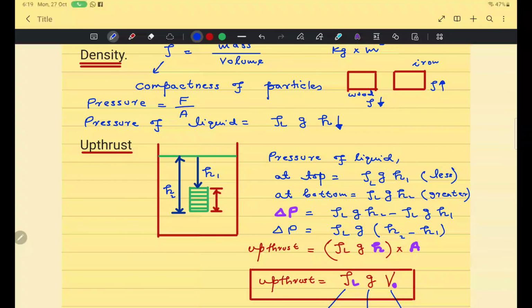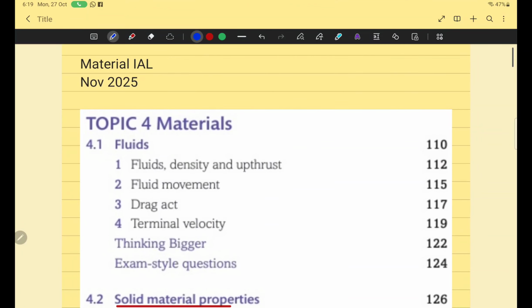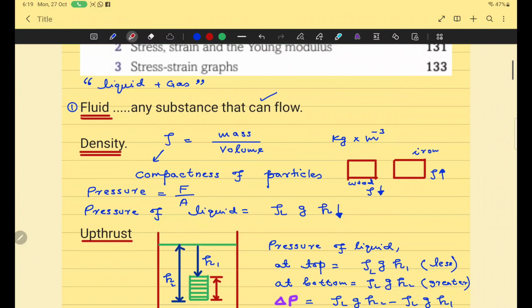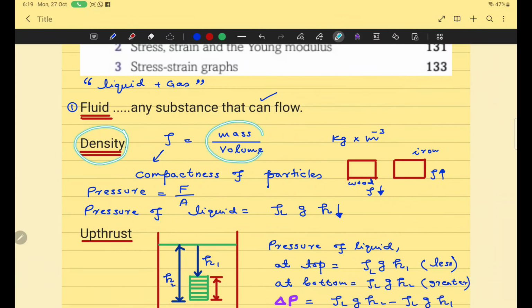Today is 27th October 2025, and today we are starting the materials chapter for Edexcel Physics IAL. We have discussed before, recording two basic definitions. Number one, density. Density is mass per unit volume, and density shows how compact the particles are in a body. The compactness of particles in a body is called density.